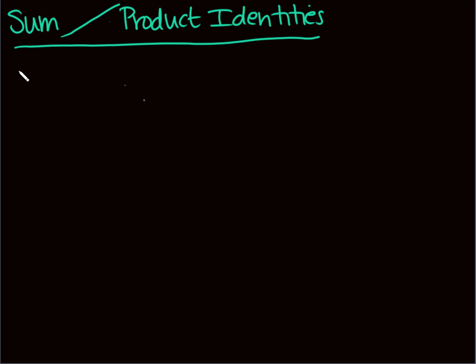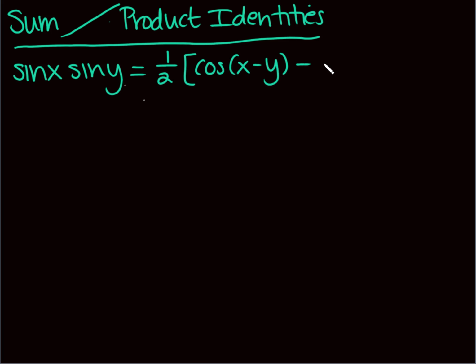So the first ones, and you can actually verify them pretty easily, we know sine x times sine of y, so this is product to sum, equals 1/2 of cosine of x minus y minus cosine of x plus y. And these are actually pretty easy to verify. If you use the right-hand side and you use the difference formula and the sum formula for cosine, you can see that these come pretty easily.